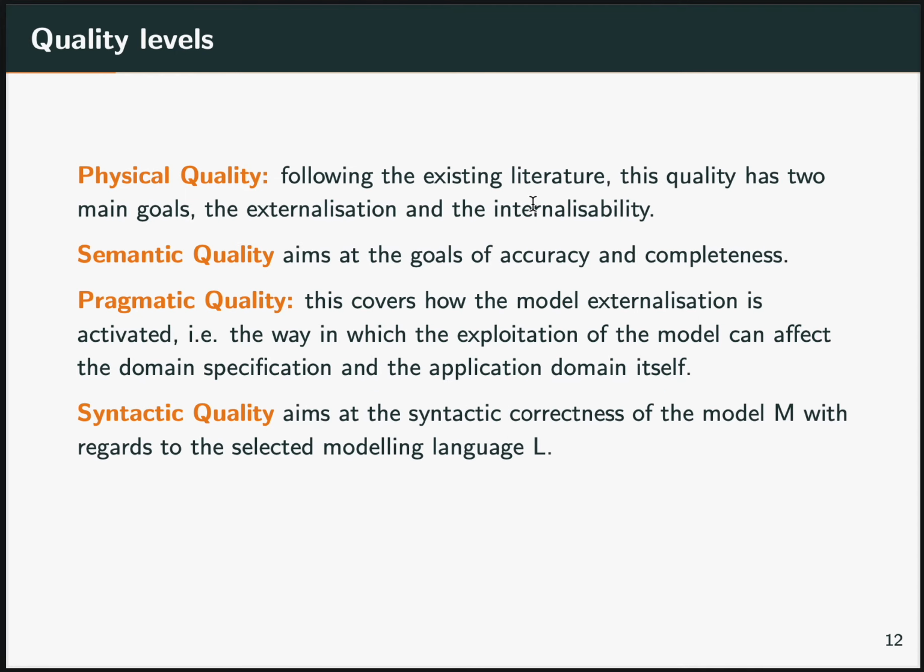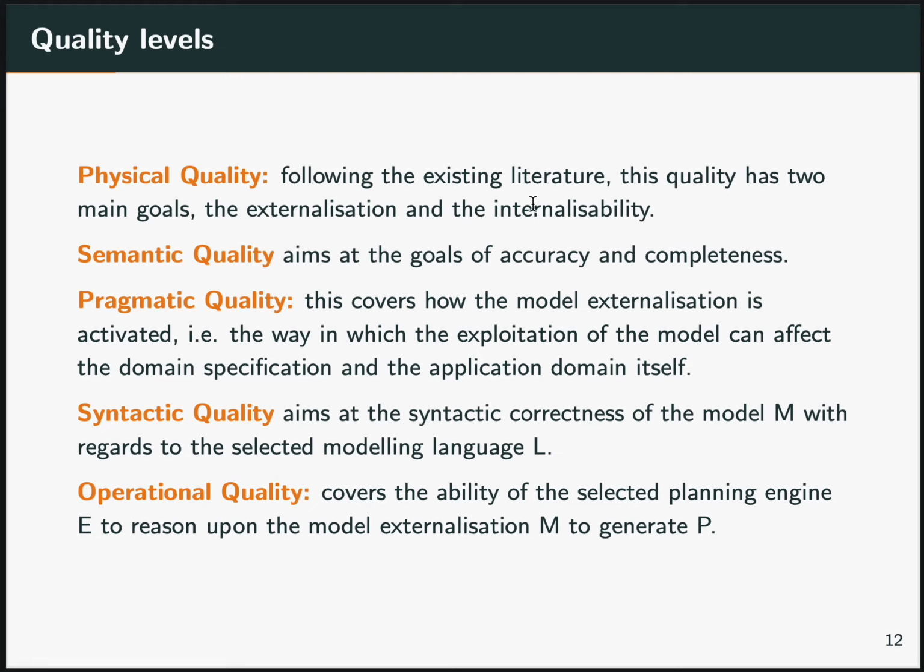Syntactic quality, which is the correctness of a model with regards to a language. This syntactic quality allows you to start thinking in terms of the operational quality. So if you have something which is syntactically correct, which is accurate, which is complete, and which is readable, then you can think in terms of operationality and operational quality. So the ability to use a planning engine to reason upon the model and to solve it, and to close the loop that we have seen in the framework.